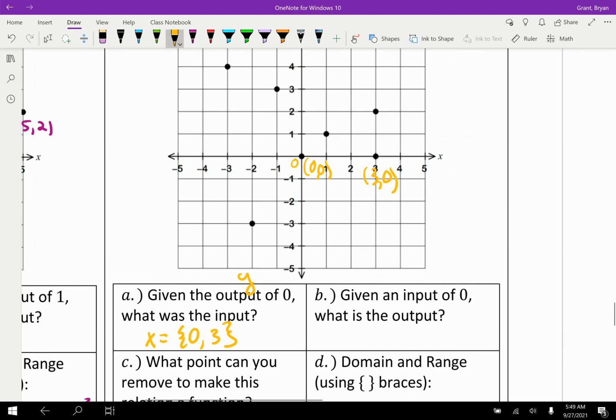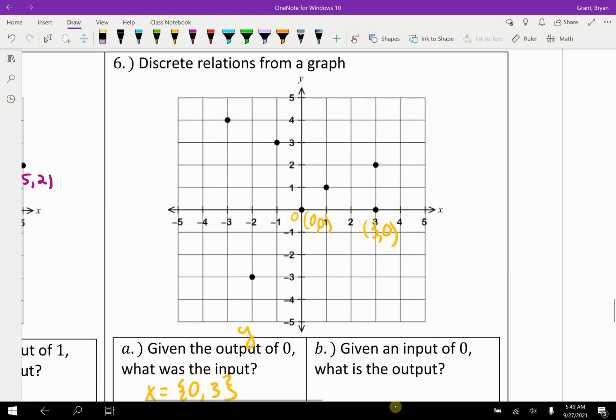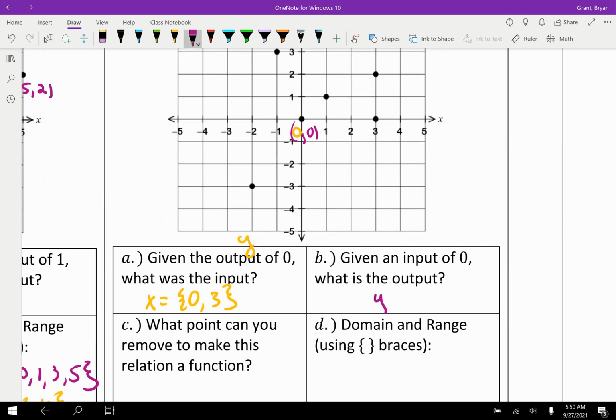All right, let's go the other way. Given an input of 0, what's the output? Okay, well, an input of 0 means you move along the x-axis till you get to 0, and then you're looking along the y's to see what gave you a point. And I think the only point I see along the y-axis is 0, 0.